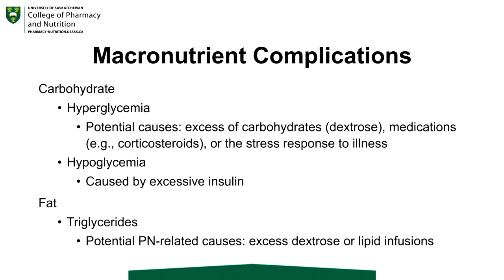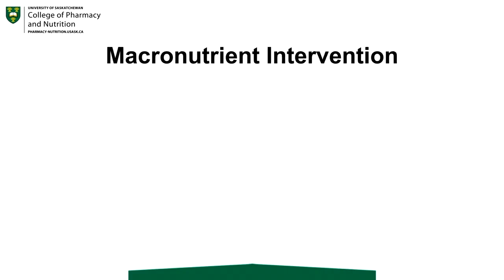If you remember from the PN blood work monitoring order set, triglycerides are measured frequently in individuals on PN. This is because triglycerides can increase relatively quickly in the setting of excess dextrose or lipids being infused. To treat hyperglycemia, the dietitian can reevaluate the PN prescription to decrease the amount of dextrose being delivered or decrease the dextrose infusion rate.